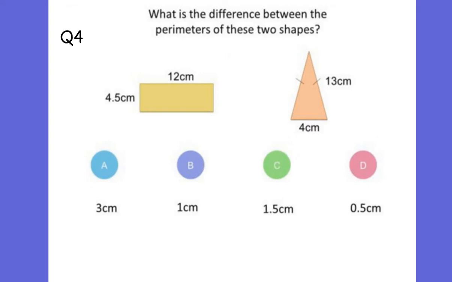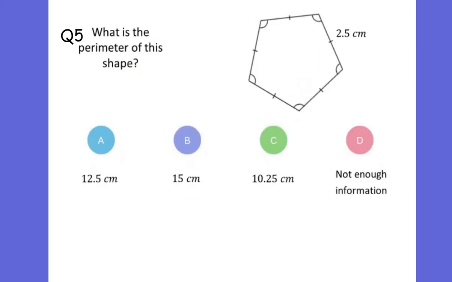Question number 4. What's the difference between the perimeters of these 2 shapes? Again, these little lines here mean that those 2 lengths are the same length. So those 2 sides of that triangle are the same length. So what is the difference between the perimeters of these 2 shapes? And question number 5 for me. What is the perimeter of this shape? Again, the little lines here just mean that every one of those sides is the same length. What's the perimeter of this shape, please?